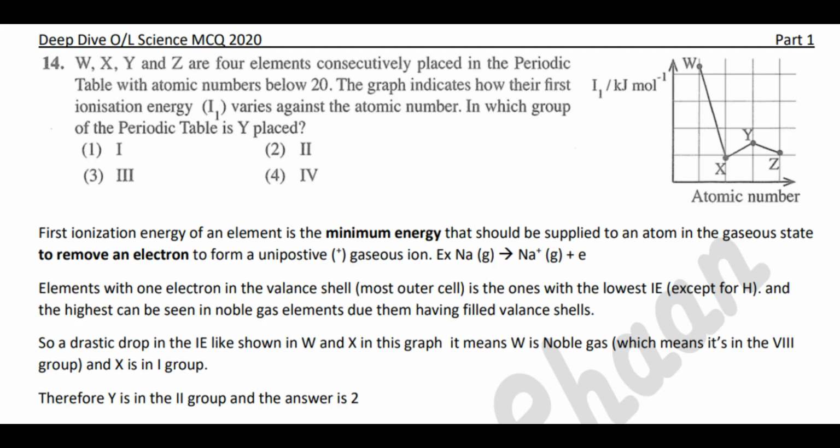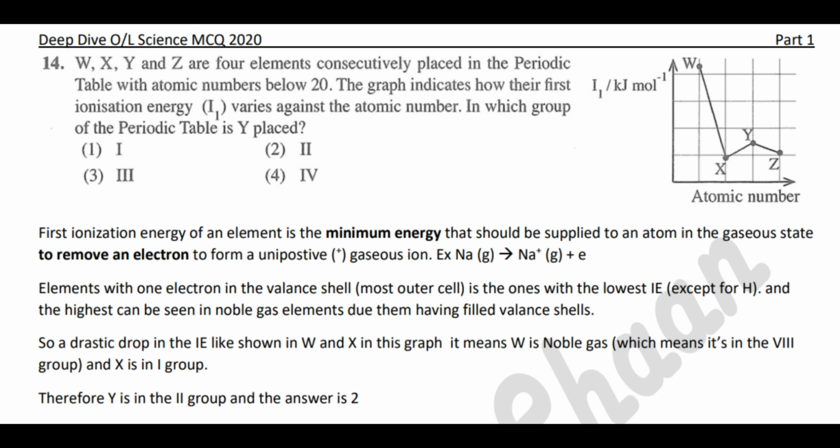So elements with 1 electron in its valence shell, outer shell, are the ones with the lowest IE, except for hydrogen, because hydrogen only has 1. It doesn't want to give the 1 it has. And the highest can be seen in the noble gas elements due to them having full valence shells, because they are already noble, they are neutral, they don't want to give anything at all. Their fight is very huge, so it's really hard.